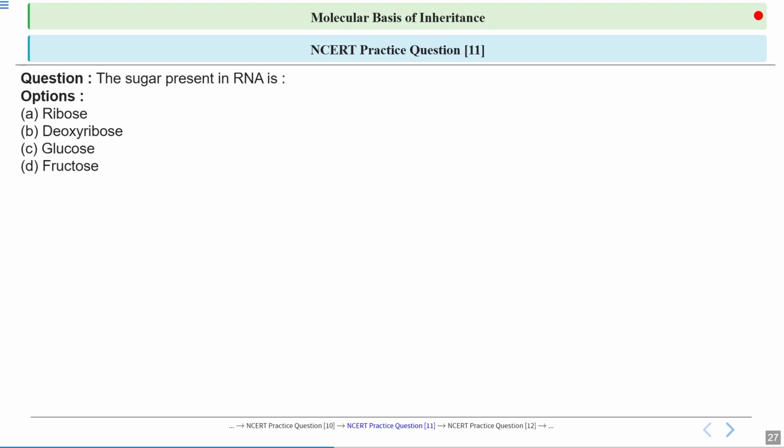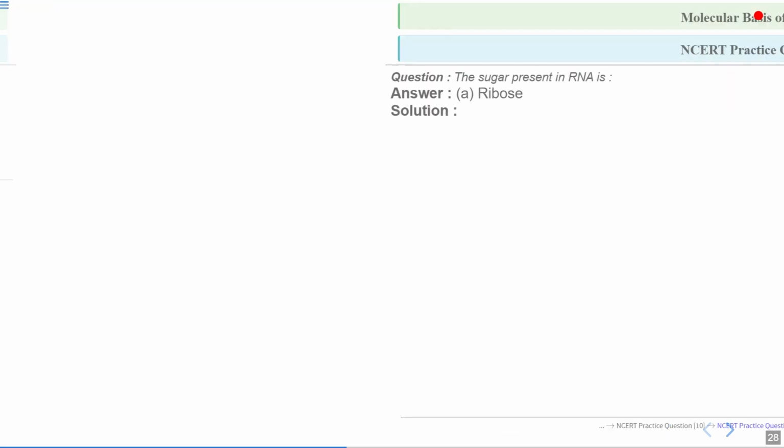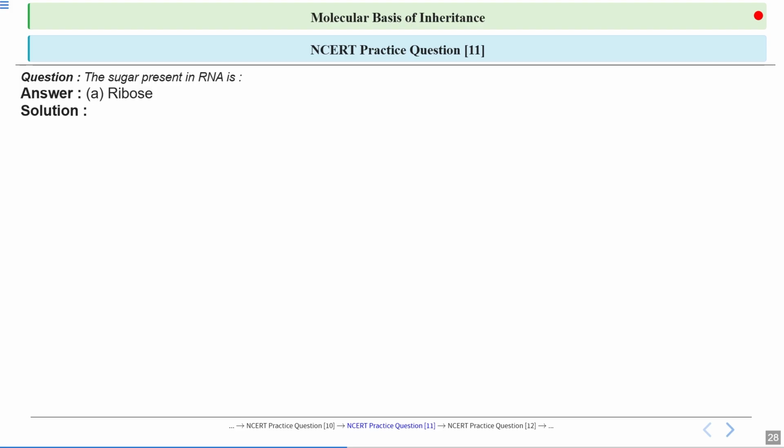Next question: the sugar present in RNA is. This sugar is a pentose sugar made up of 5 carbon atoms. The options are ribose, deoxyribose, glucose or fructose. Again, a very straightforward question. RNA is ribonucleic acid, so what should be the name of the sugar? It is ribose, which is option number A.